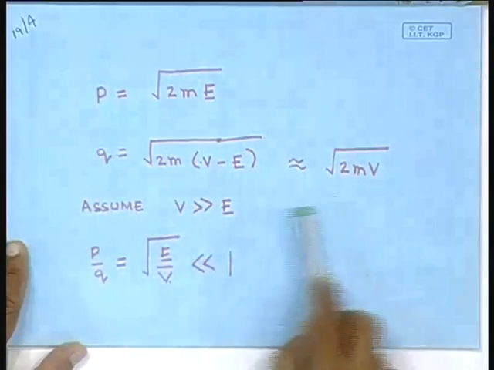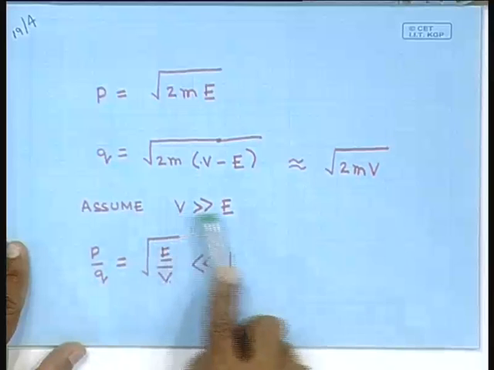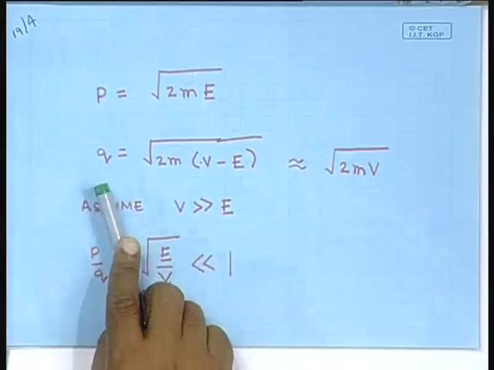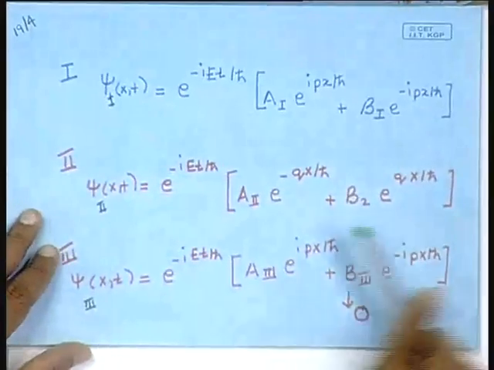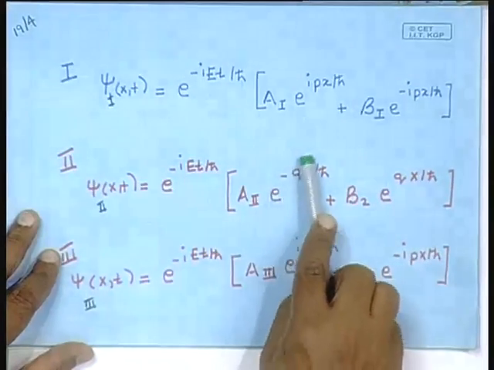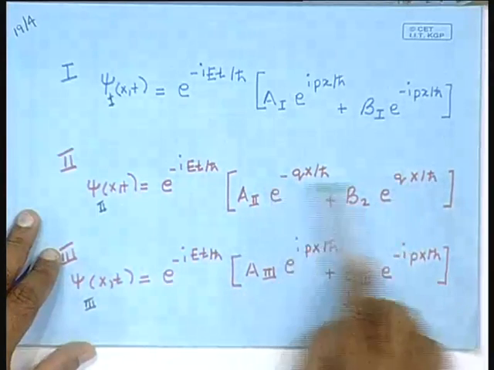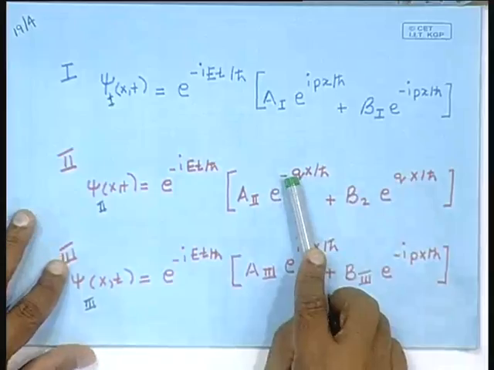And if you assume that the potential is much larger than the energy, the quantity q, let me remind you what q is. q is what appears over here. It is the exponent which decides how fast the wave function decays and how fast this increases. This constant q.